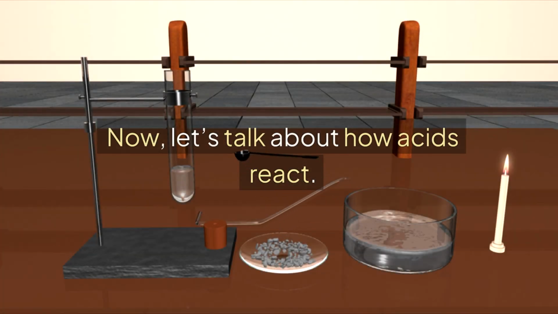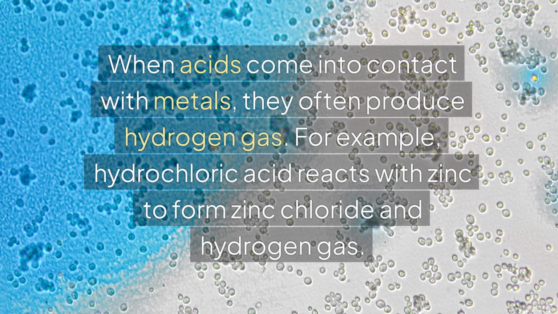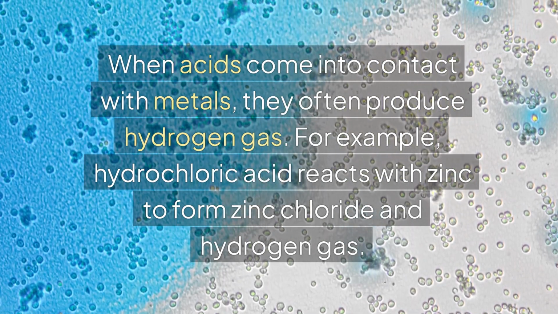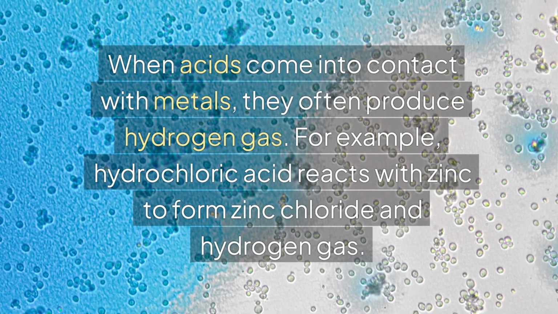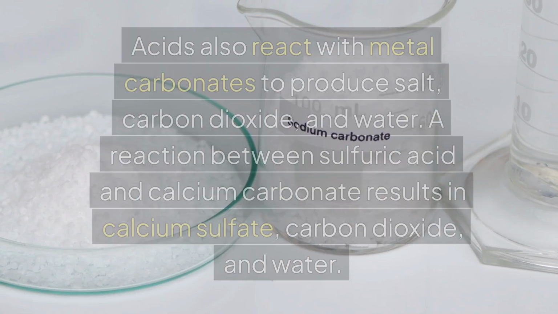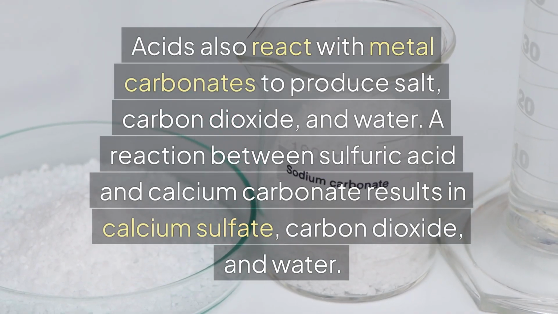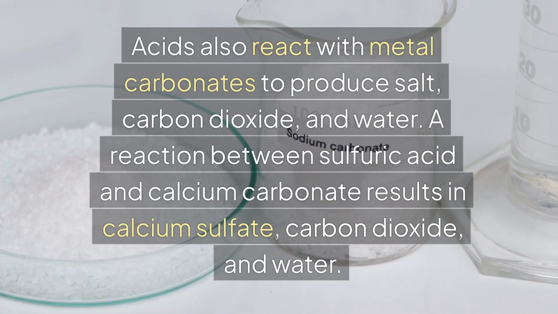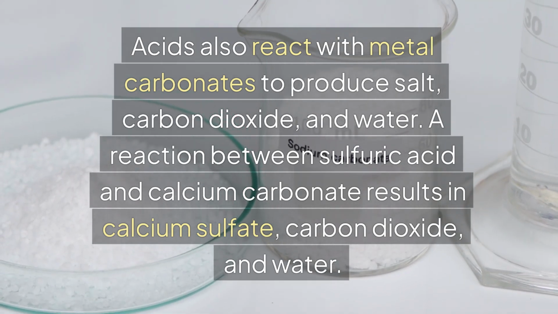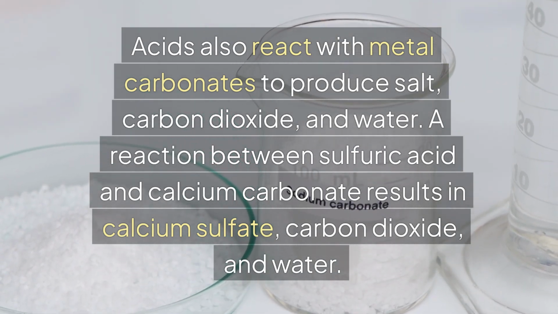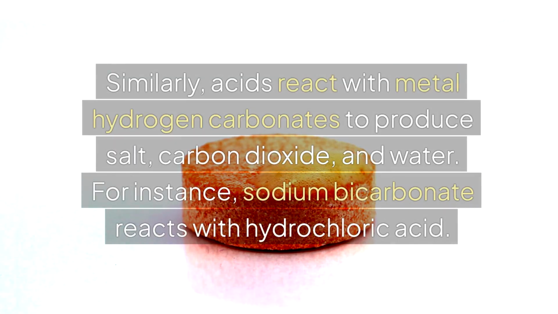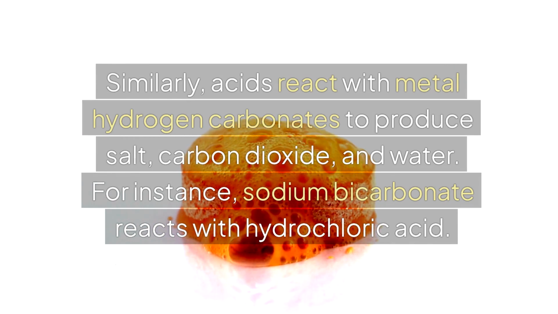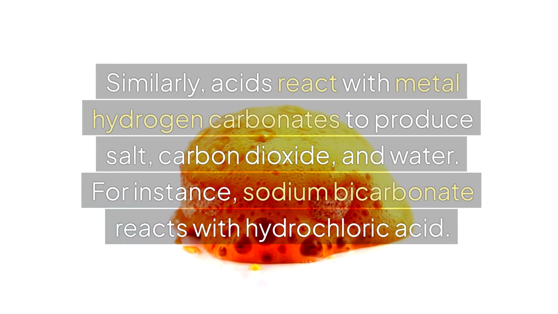Now let's talk about how acids react. When acids come into contact with metals, they often produce hydrogen gas. For example, hydrochloric acid reacts with zinc to form zinc chloride and hydrogen gas. Acids also react with metal carbonates to produce salt, carbon dioxide, and water. A reaction between sulfuric acid and calcium carbonate results in calcium sulfate, carbon dioxide, and water. Similarly, acids react with metal hydrogen carbonates to produce salt, carbon dioxide, and water. For instance, sodium bicarbonate reacts with hydrochloric acid.